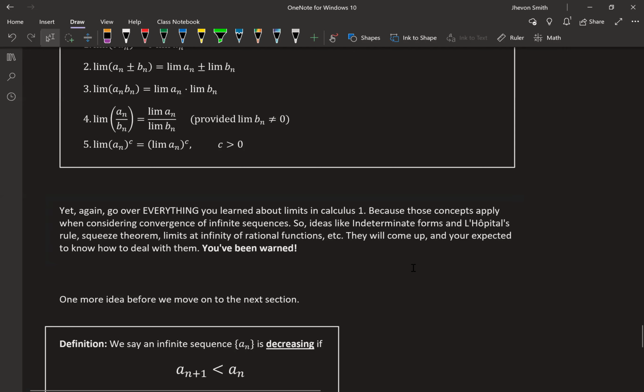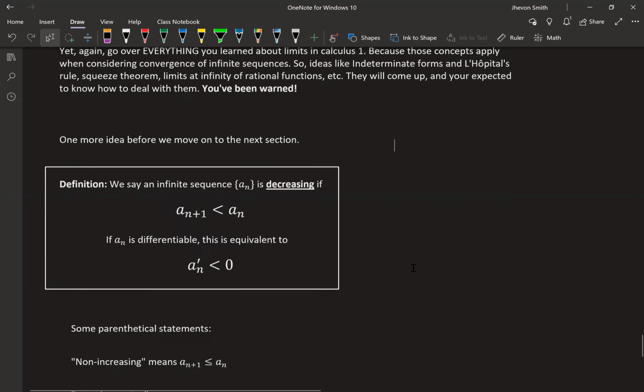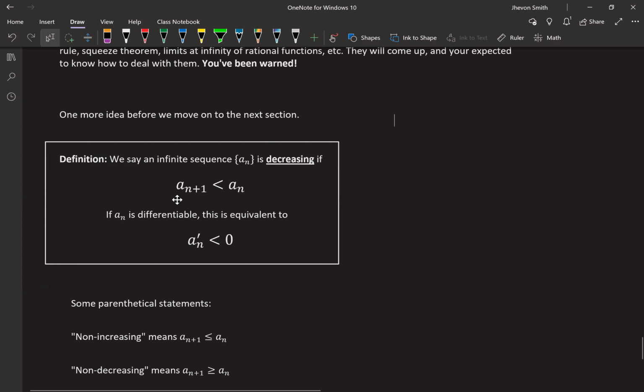One more thing I want to talk about here is what it means for a sequence to decrease. This just means each new term is smaller than the previous term. And if you can differentiate the formula, it leads you to say that a prime is less than 0.